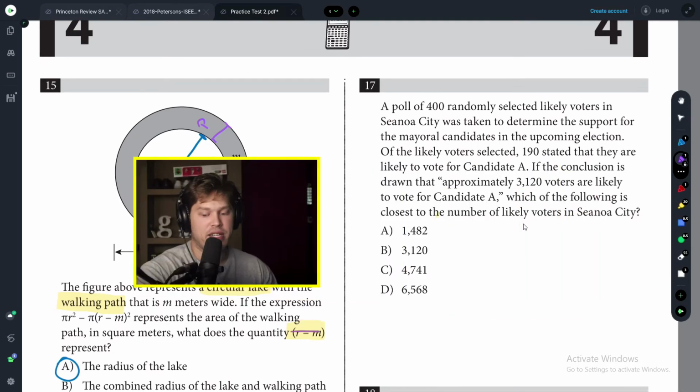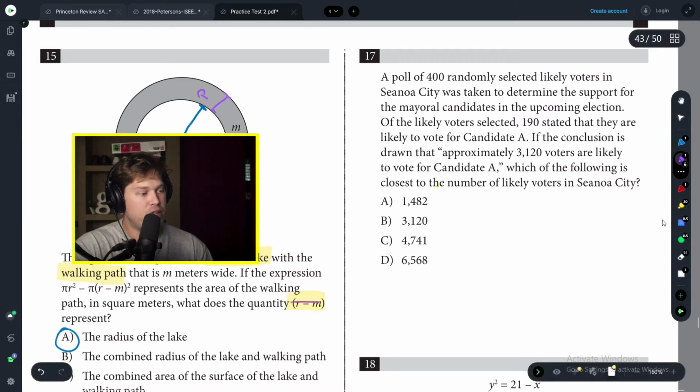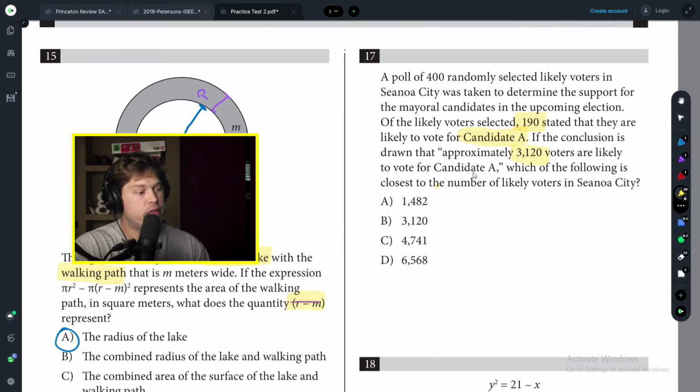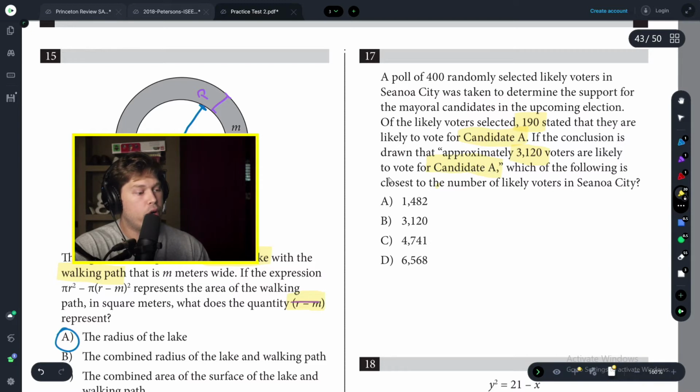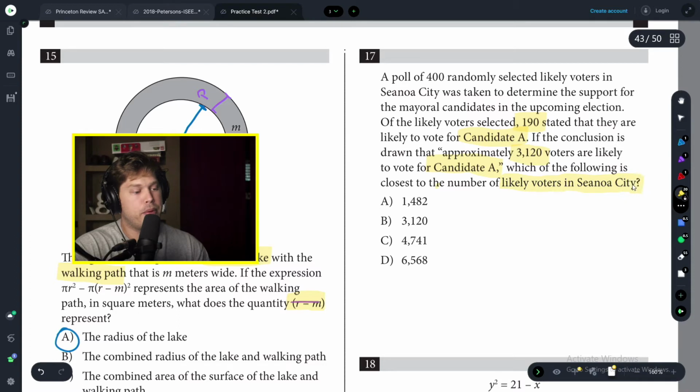Okay, number 17. A poll of 400 randomly selected voters in Sonoma City was taken to determine the support for a mayoral candidate in the upcoming election. Of the likely voters, 190 stated that they are likely to vote for candidate A. If the conclusion is drawn that approximately 3,120 voters are likely to vote for candidate A, which of the following is closest to the number of likely voters in the city? So how many people will vote in the city?